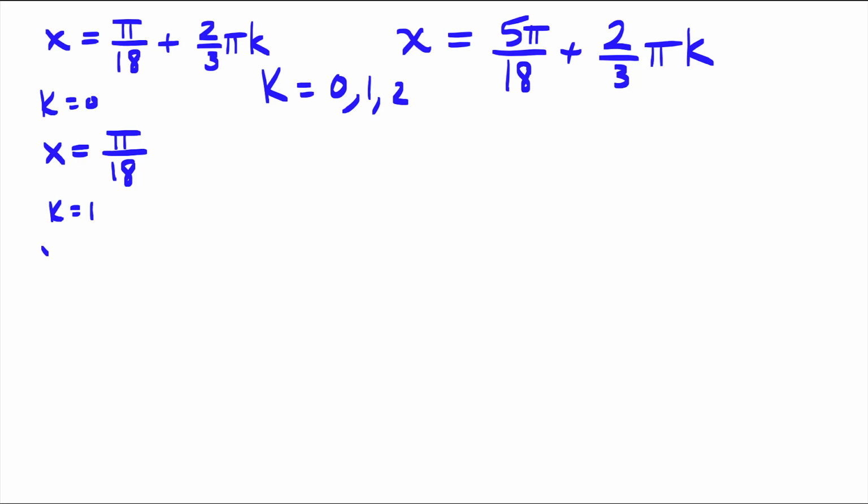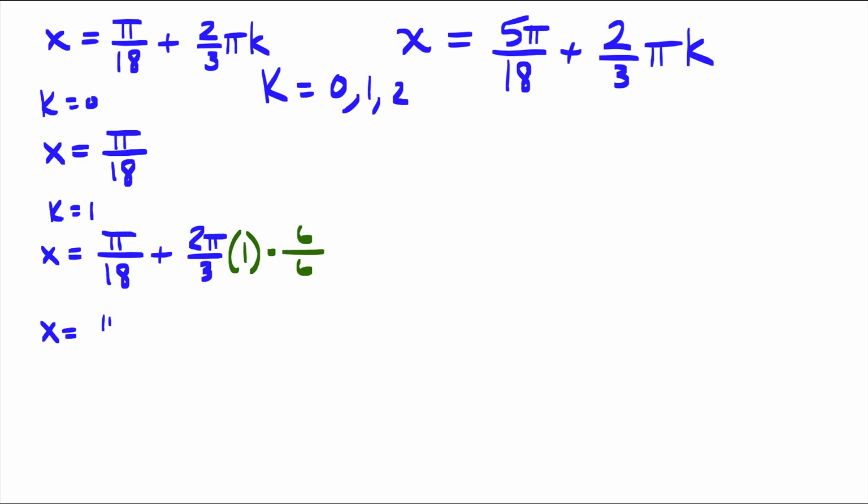For k is equal to 1, let the games begin. This is going to be pi over 18 plus 2 pi over 3. We say that k is equal to 1, so we plug in the 1 for k. That is really just the same thing, but we really need common denominators here. So I'm going to multiply this by 6 over 6 to get common denominators of 18. And yes, you shall still see patterns here if you like. So this should be 12 pi over 18, and the final answer is 13 pi over 18.